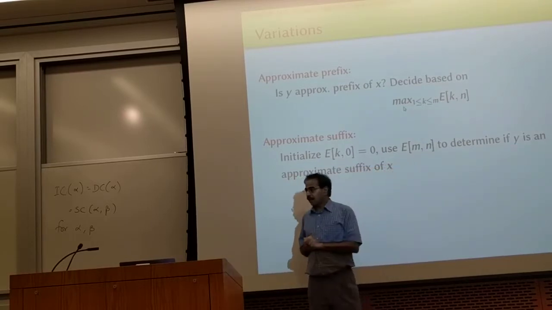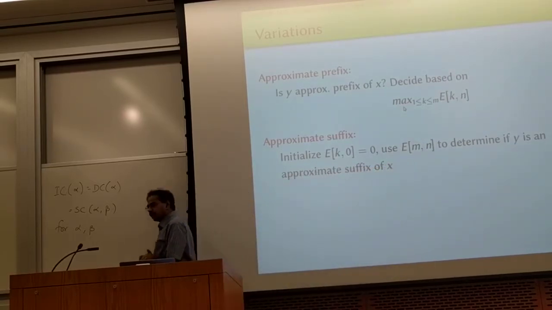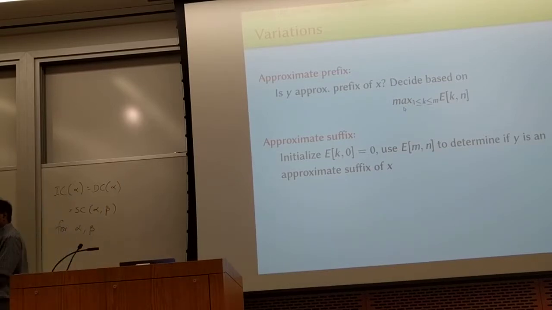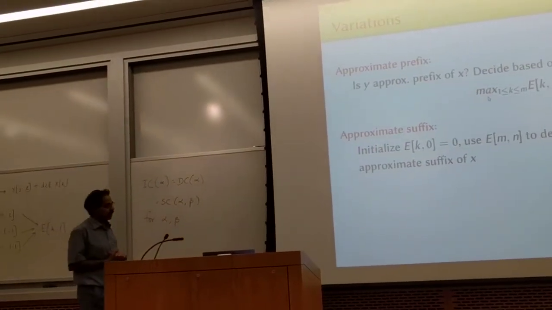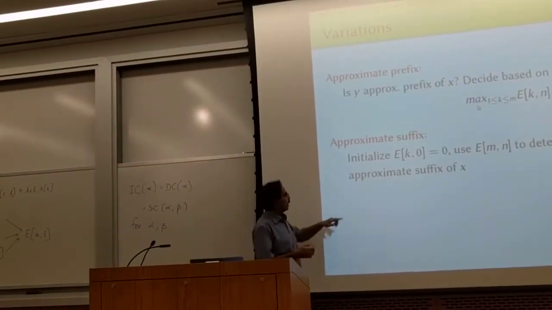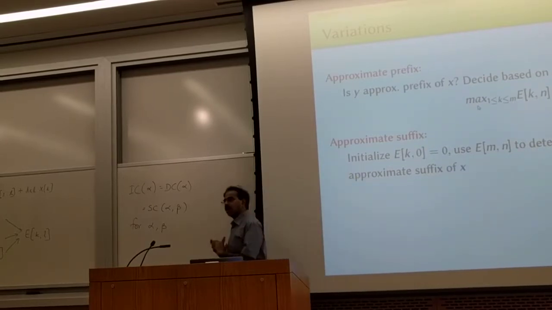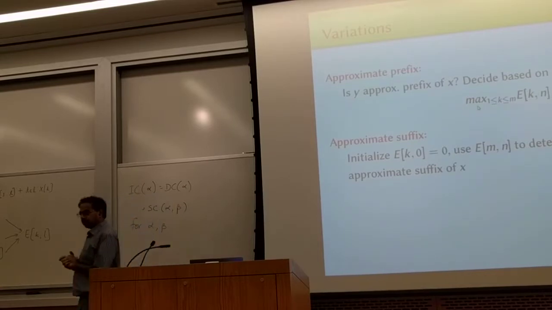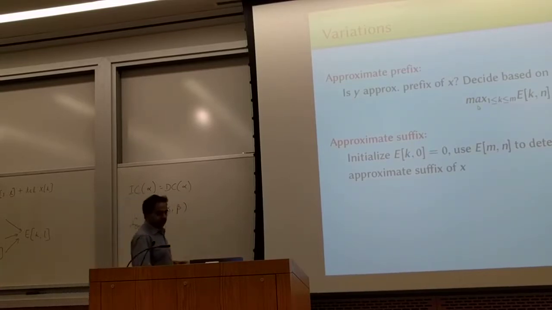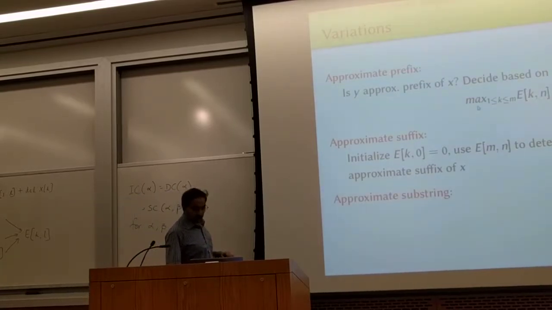Okay, so now we just pick e of m comma n. That tells you the edit distance. Because we are just doing the same thing. We run the same algorithm with just a slightly different initialization to accommodate the fact that you are allowed to drop any prefix of x. Okay, and now if you wanted to do approximate substring, then what do you do?